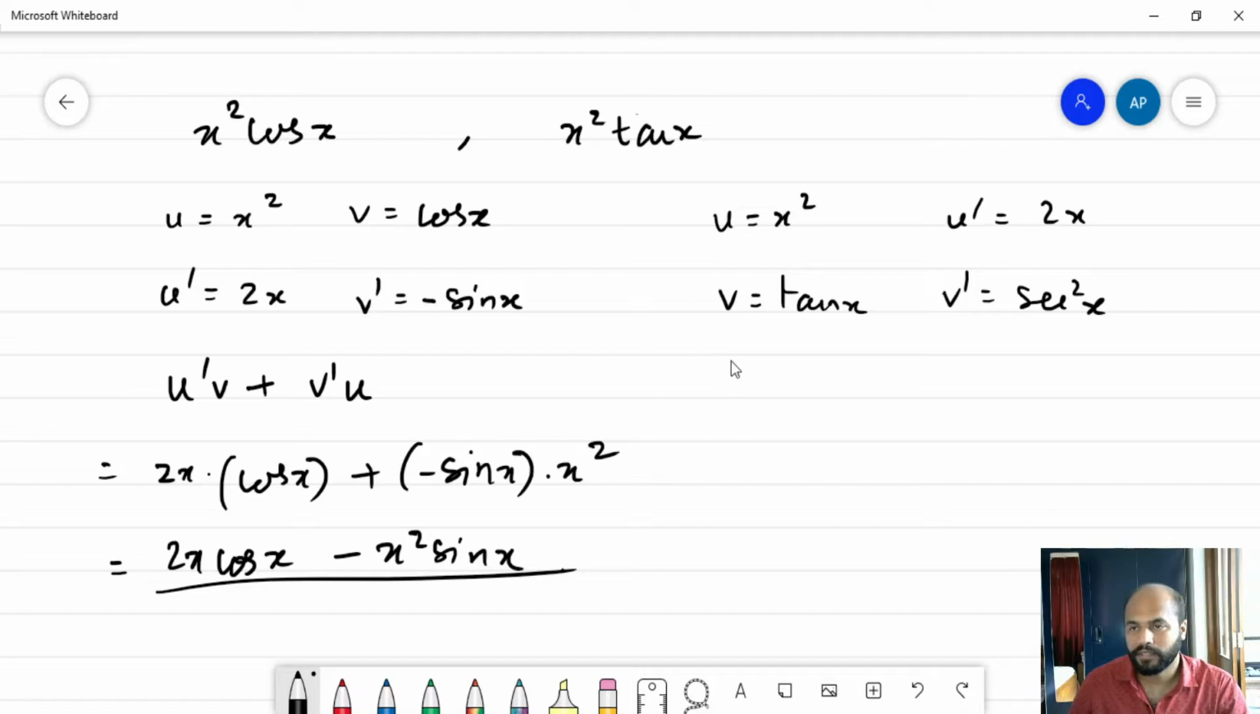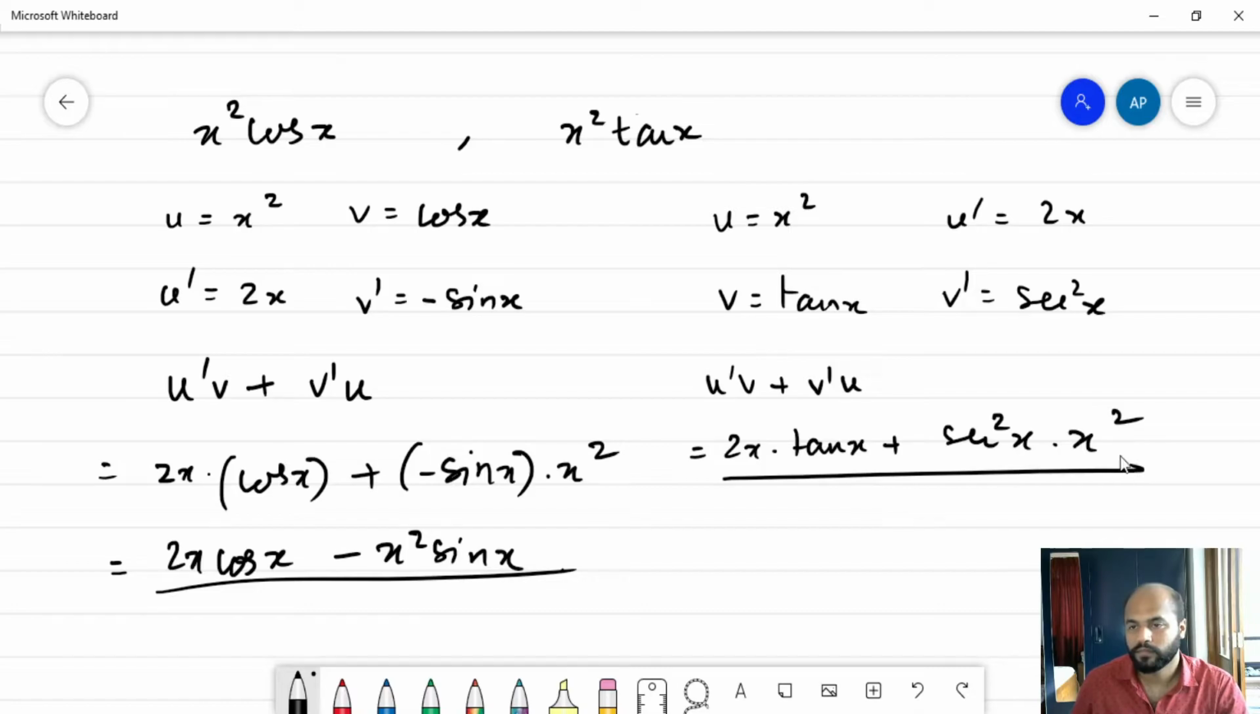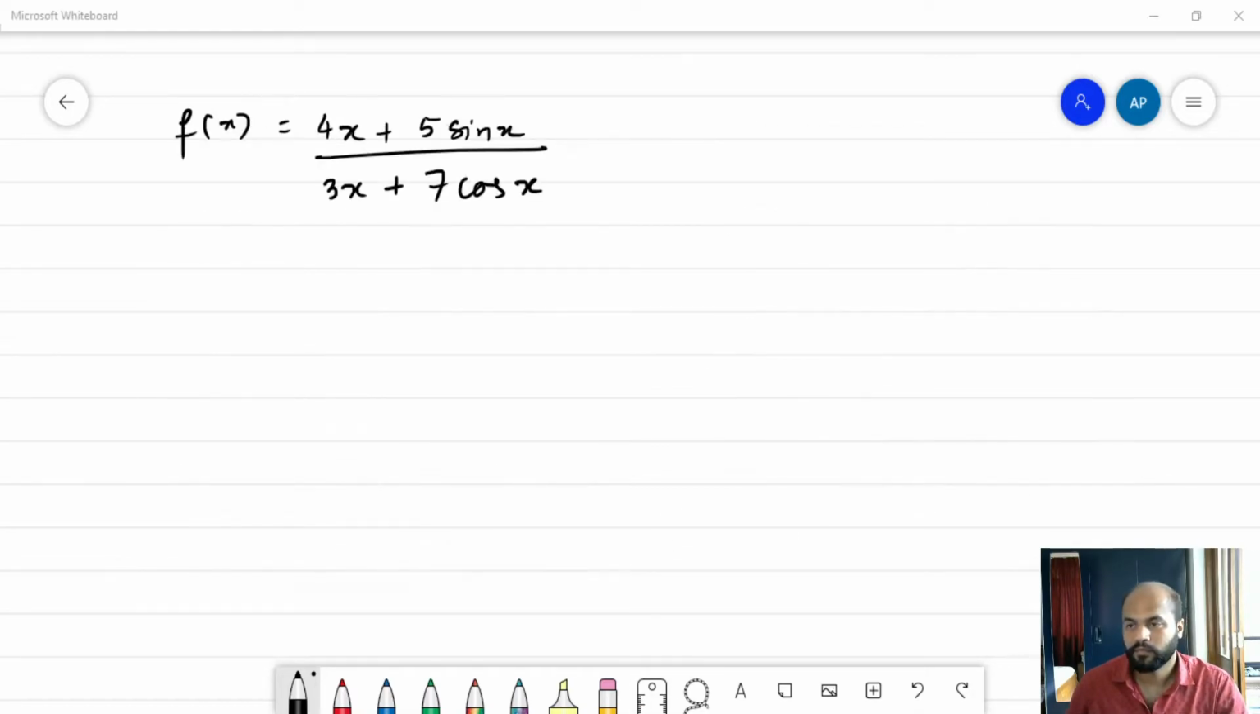Now when we multiply this, what we get is u dash v plus v dash u. That is what we get. So u dash is going to be, of course, 2x into tan x plus v dash is going to be sec square x into x square. This is the final answer. Let's take up another question.